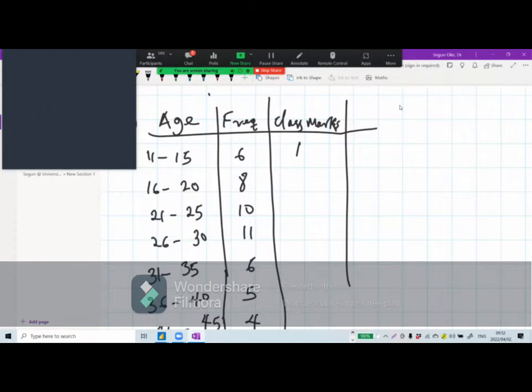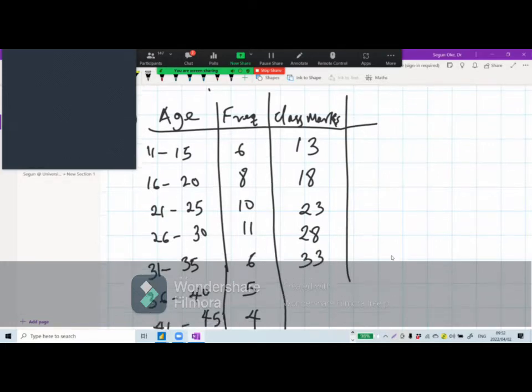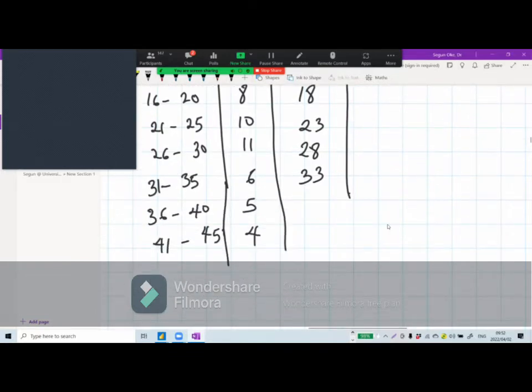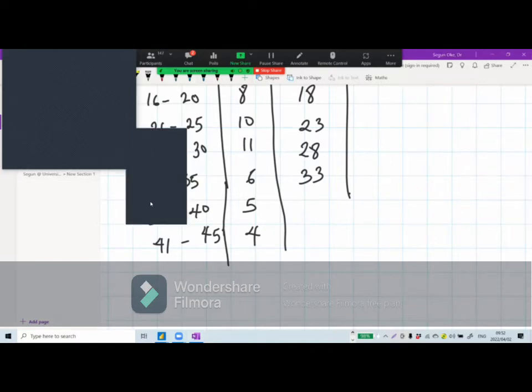So the first answer is what? 13. The first one is 13, right? Yes, sir. The next one is 18, then 23, then 28, then 33, then 38. Then the last one is 43.